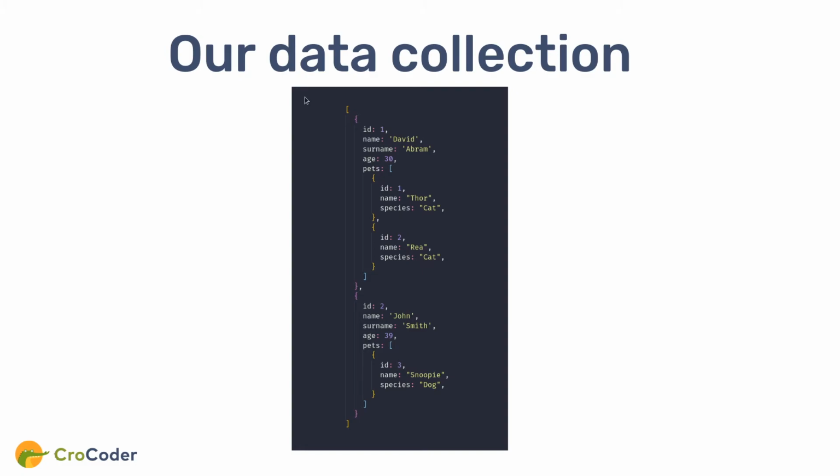So what if you have something like this? A bit more complex data collection. Imagine that we have some pets. I have 2 cats, Thor and Rhea, and I put them in a pets array property. And also John has some pets, like Snoopy, and it's a dog.